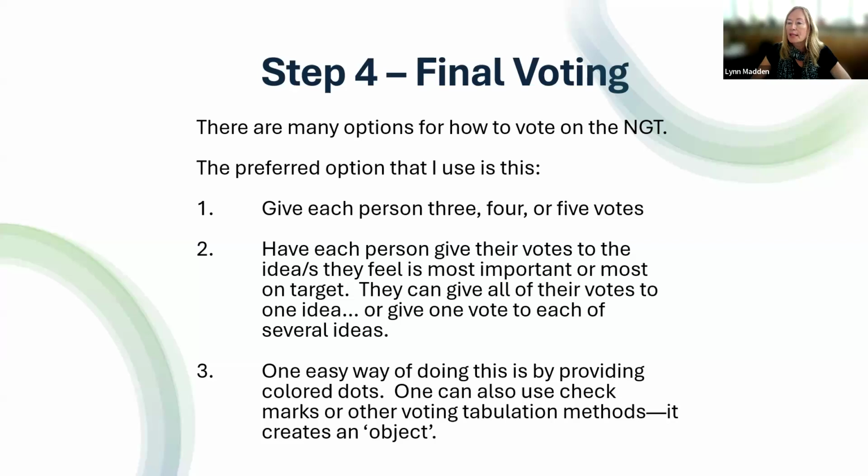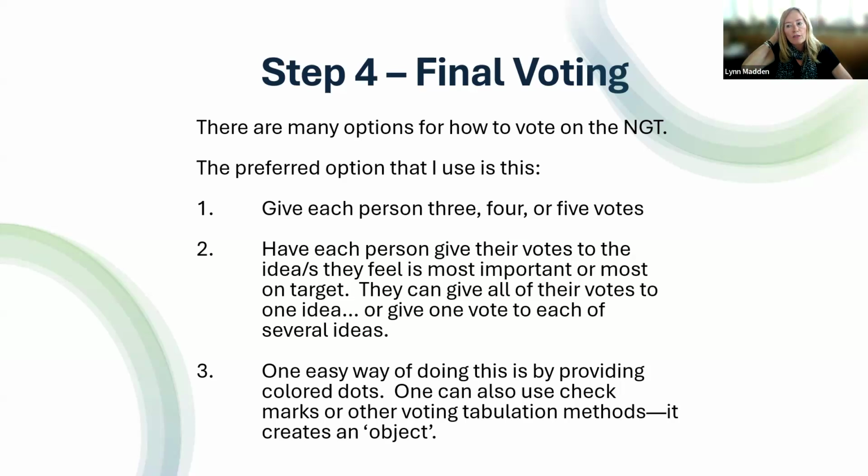But in any event, the number of votes doesn't matter so much as it's a multiple number and everyone gets the same. Okay, so it's got to be more than 1 and everyone gets the same. Have each person give their votes to the ideas that they feel are most important or most on target. They can give all of their votes to a single idea. So if we have 3 votes, I can say all 3 of my votes go here, right? Or they can split their votes up, 1 here, 1 here, 1 here, or 2 here and 1 here. So they're literally rank ordering the list of ideas.